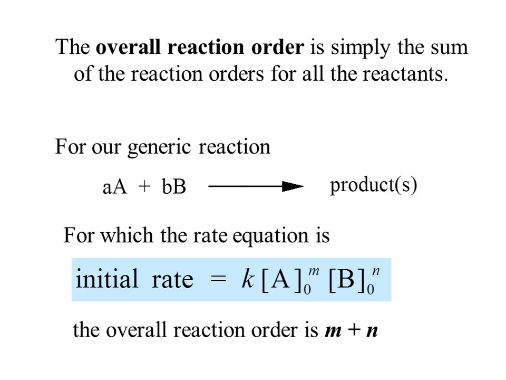So in this case, where we have two reactants, and basically we're saying the reaction order of A is m, and the reaction order of the reactant B is n, as in Nancy, okay? How do you get the overall reaction order? You add them together. Overall reaction order. And that can be helpful.